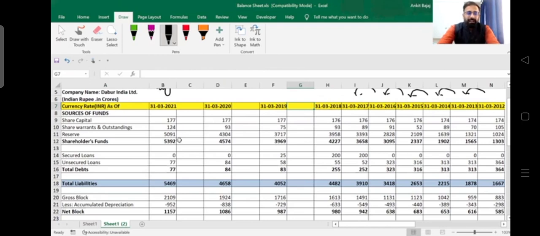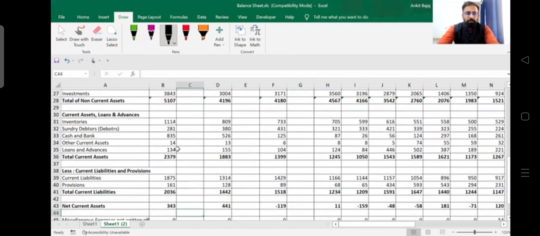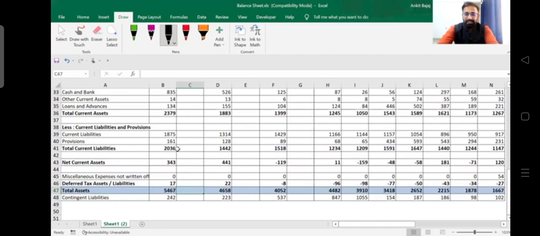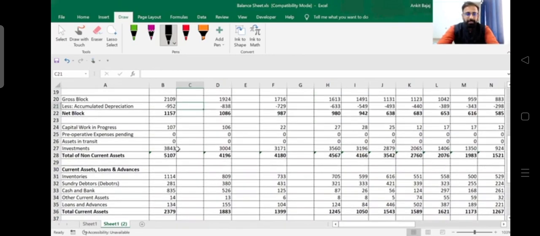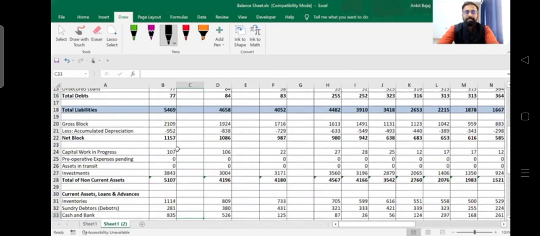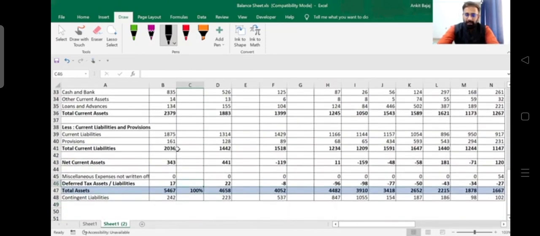Here also, when we analyze the assets, what could be the base figure? The base figure is going to be total assets. So I will be taking the total asset as the base figure, and it will be 100%. I will compare the value of other assets against total assets. For example, the value of deferred tax is 17. So what is the percentage of deferred tax as compared to total assets? Simply, I will take 17 and divide by 5467, which is the total value of assets, and we will get the percentage of deferred tax.